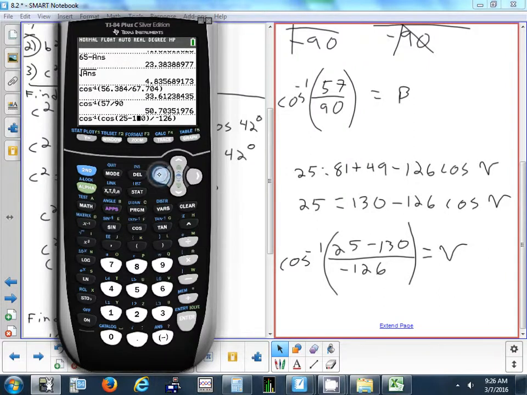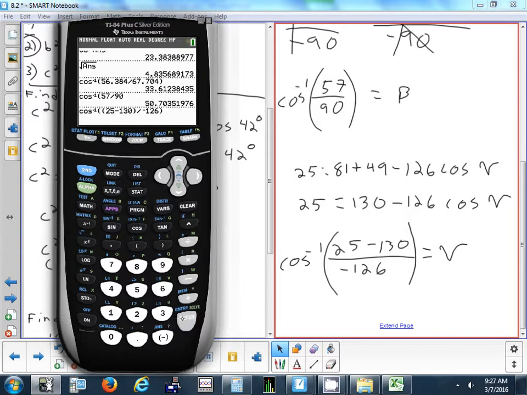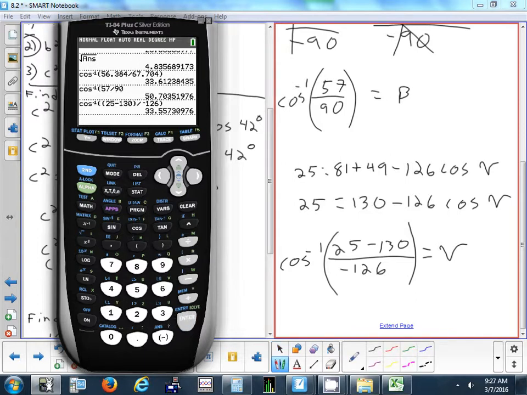Wait, when you have a cosine inside, there's cosine. I don't know. All right, so now put the numerator in parentheses, so it does that first. I think I meant to hit parenthesis and I hit cosine. And then divide by negative 126. Okay, so 33.557.